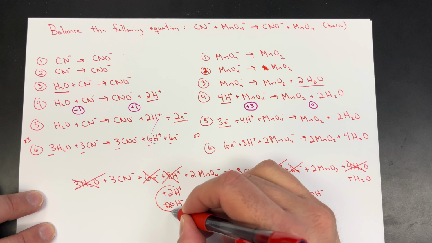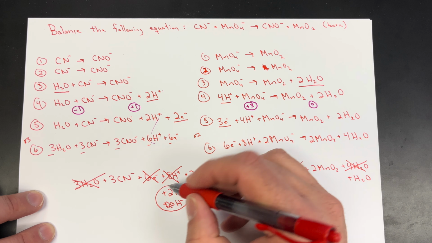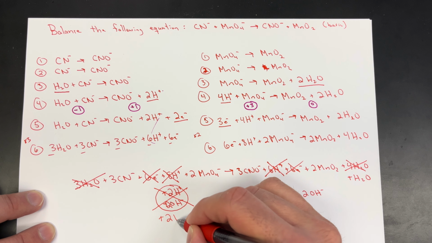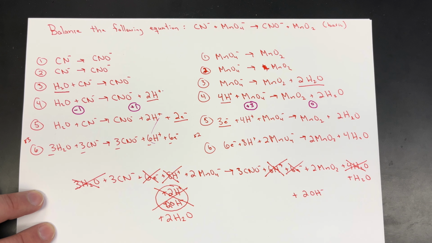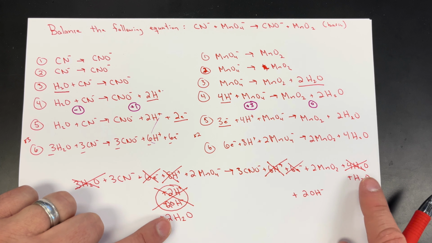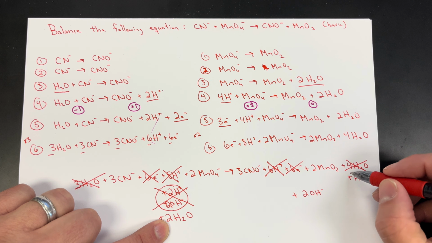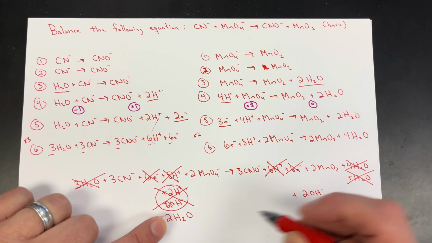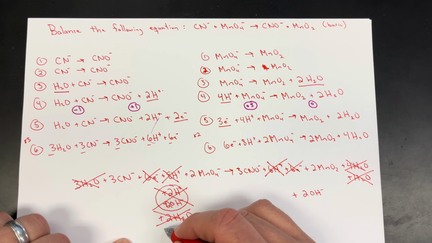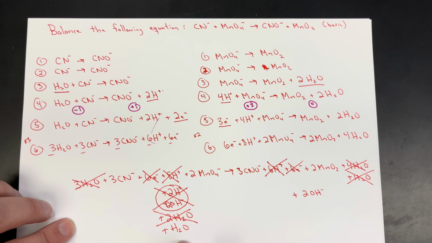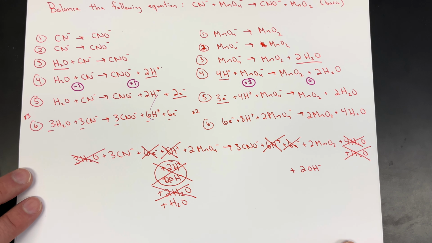Now, these 2 protons and 2 hydroxides are going to combine and form 2 waters. And we got some more things to cancel out now because we have waters on both sides. So you continue your canceling out. So this 1 water is going to cancel out 1 of these waters. So there's only 1 water on the left-hand side remaining.